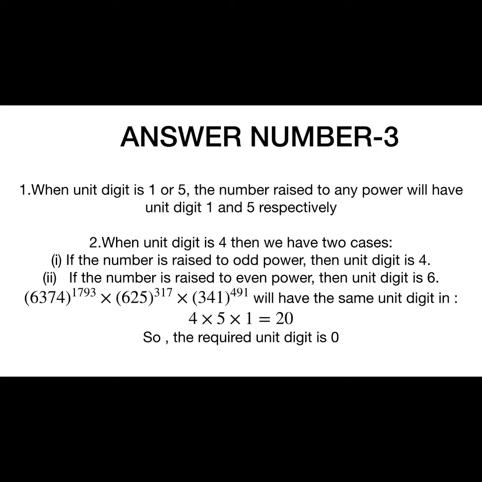So for our question, the unit digit of 6374 to the power 1793 cross 625 to the power 317 and 341 to the power 491 will have the same unit digit as 4 cross 5 cross 1, which is equal to 20. So the required unit digit is 0.